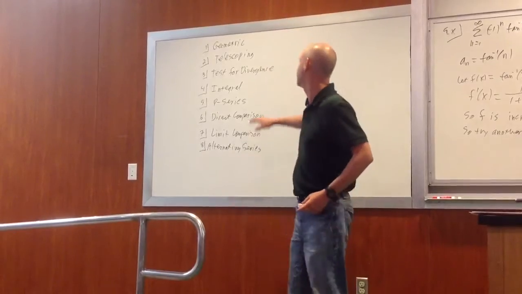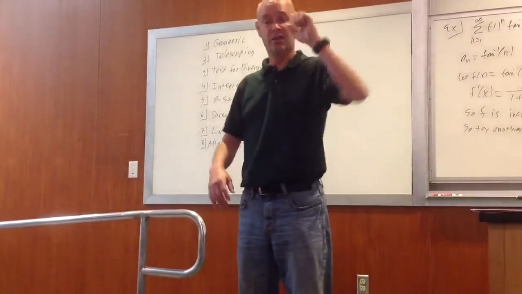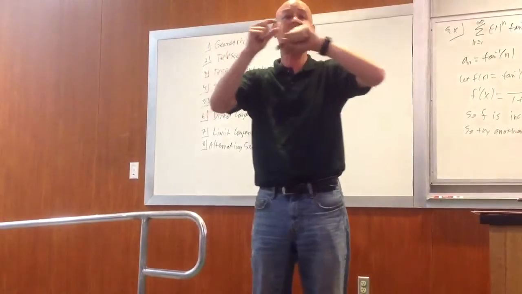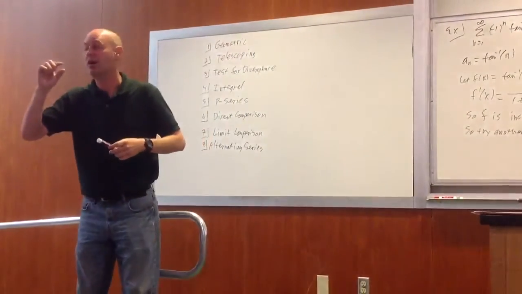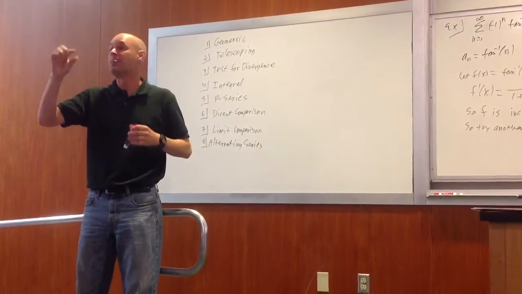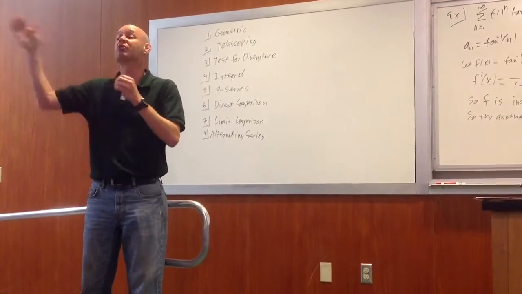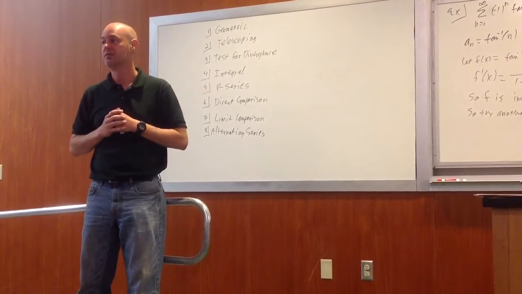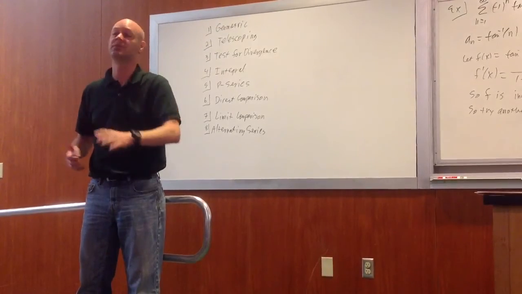P-series is a special case of the integral test. P-series says if I have a summation of 1 over n, a changing base raised to a constant power, then it depends on that exponent. If p, that exponent in the denominator, is strictly bigger than 1, then it's going to be convergent. If it's less than or equal to 1, it's going to be divergent.